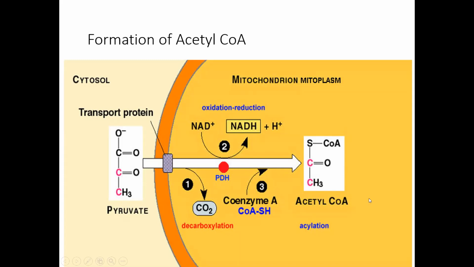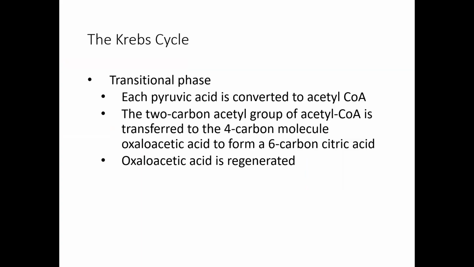What do you need to remember about this? Well, pyruvic acid is oxidized, and we get a carbon dioxide coming off. We also get two NADHs. The end result of this is acetyl-CoA, and that goes into the Krebs cycle. All the Krebs cycle does is take the acetyl-CoA and combine it with a 4-carbon molecule and produce citric acid.